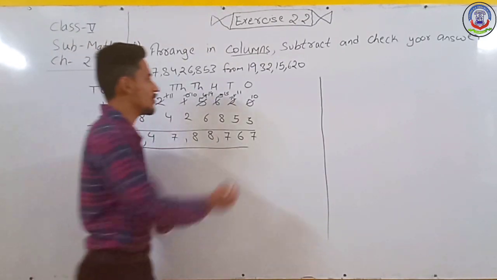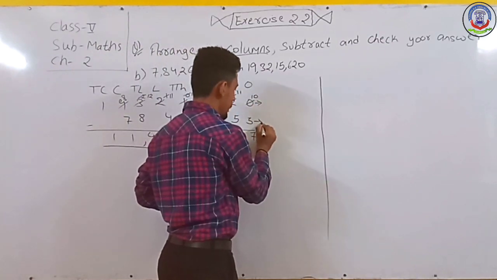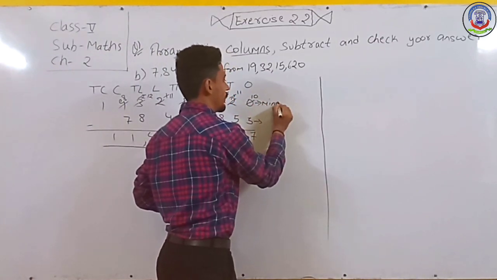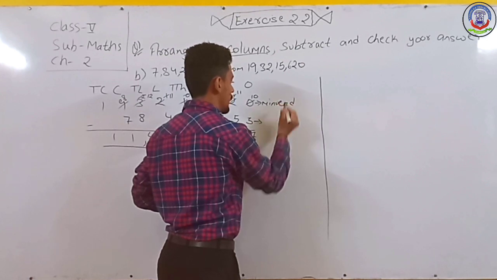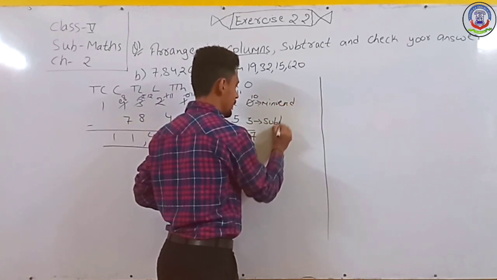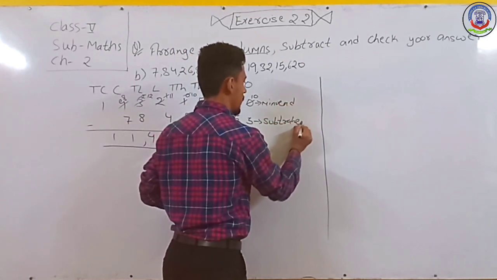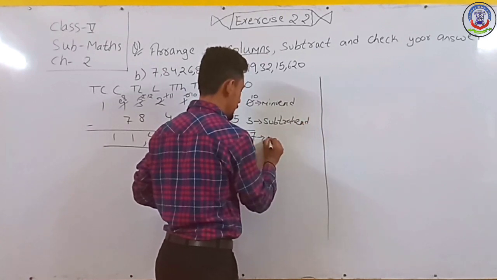88,767. As we know, this is minuend, this is subtrahend, and this is difference.